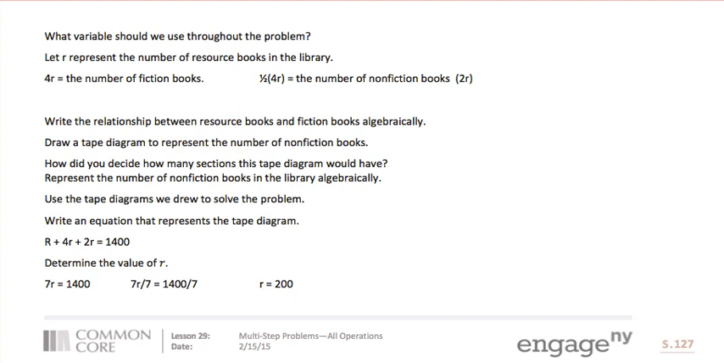And then we can find the number of fiction and nonfiction books by using R in our original expressions. So we have 200 resource books. And then 4 times R, or 4 times 200, would be the fiction books. And then 2 times R, or 2 times 200, which is 400, would be our nonfiction books. If we add the 3 numbers together, we should get 1,400, and we do.